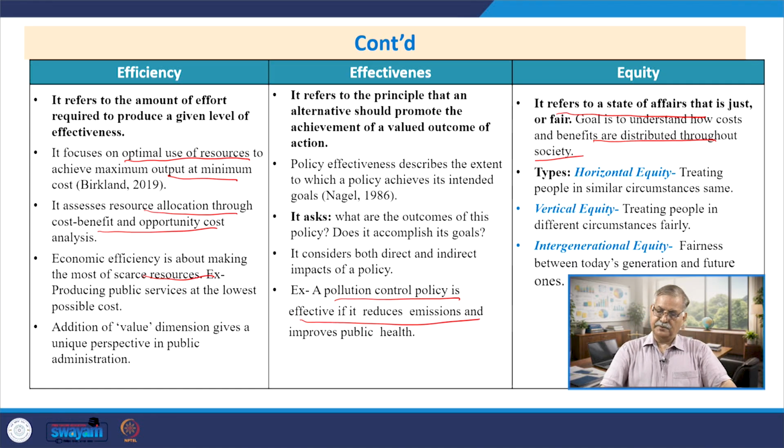Then in case of equity, we have three types of equities. One is horizontal equity. It means that the society should treat people in similar circumstances similarly. Then vertical equity, treating people in different circumstances fairly. And then third is intergenerational equity, indicating that not only do we serve the interest of the current generation but also the future generation, meaning intergenerational equity should be ensured through our policy actions.